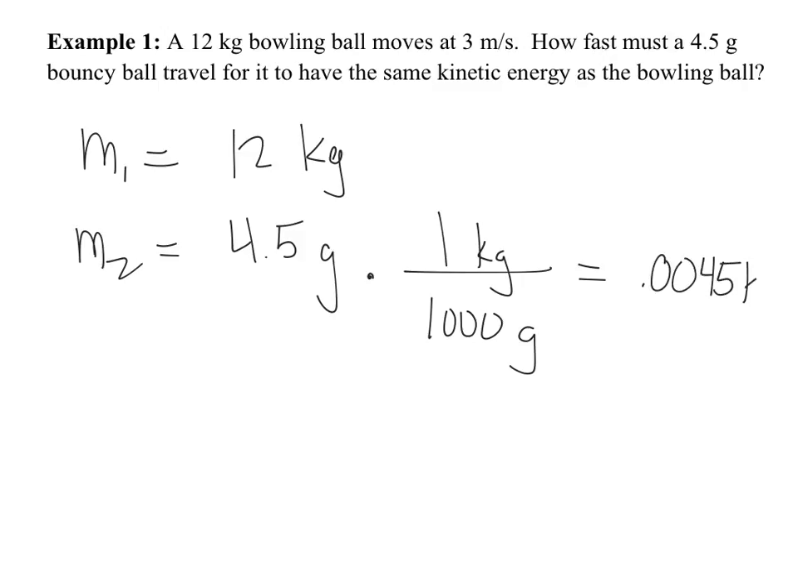0.0045 kilograms. All right, we know the velocity of the first bowling ball. That velocity, we'll put it up here. V1 is 3 meters per second. It's not a final, it's not an initial. It's a velocity at an instant in time. This is not a final, an initial, an average, any of that.